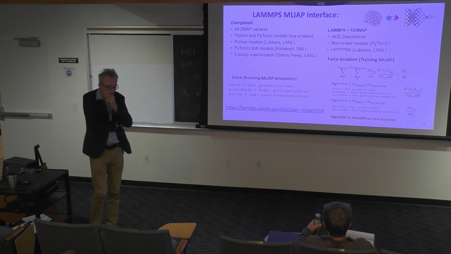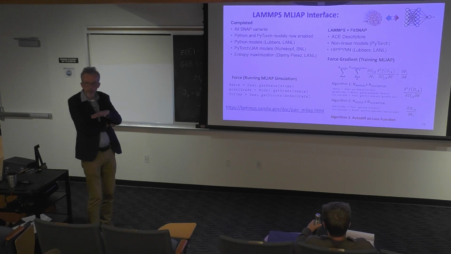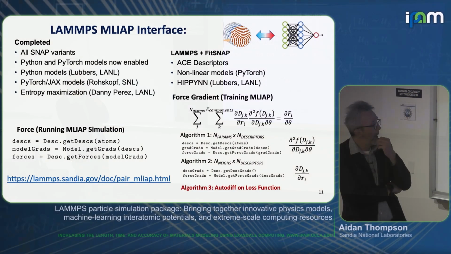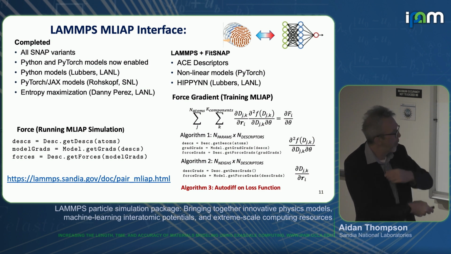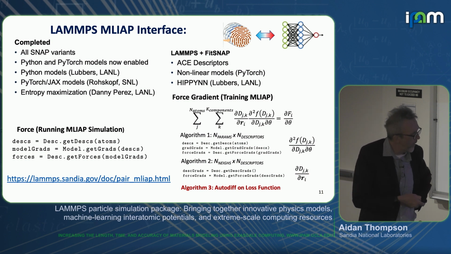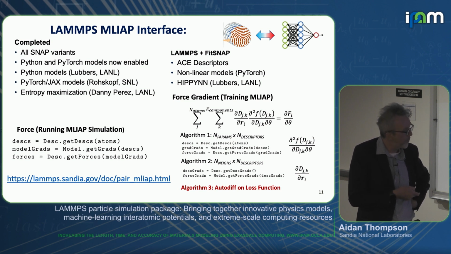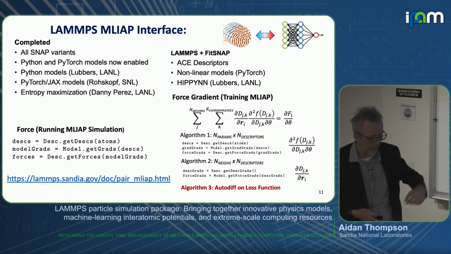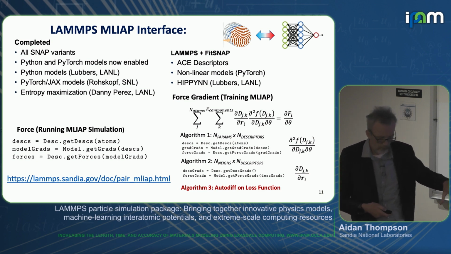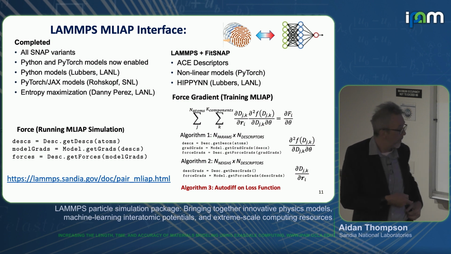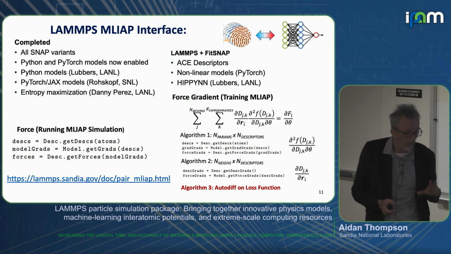It gets kind of interesting when you're not just running a model, but you're actually trying to train a model. So this slide talks about both. The actual force calculation in this MLIAP package is pretty straightforward. You calculate descriptors, you calculate gradients of the energy with respect to the model inputs, and then in the last step, you calculate forces in the descriptor class in LAMMPS, which is the most computationally expensive step.